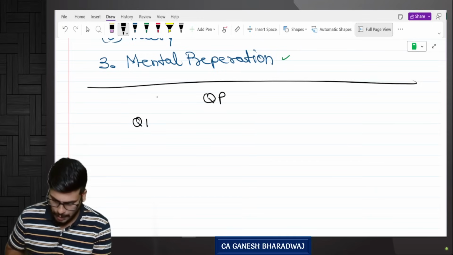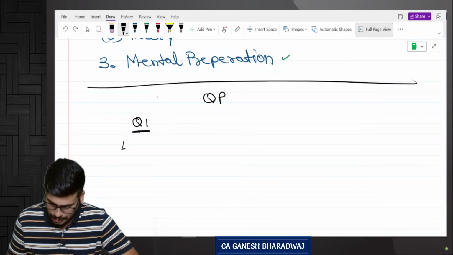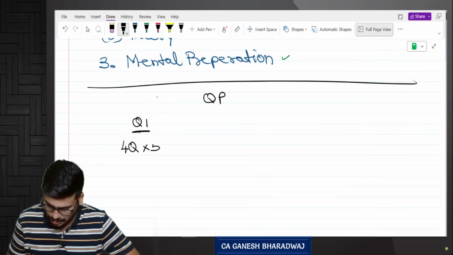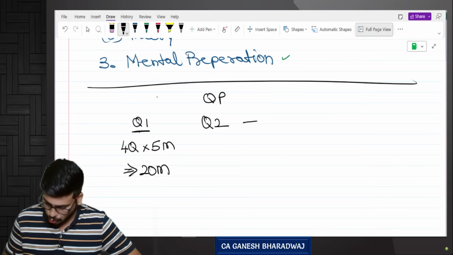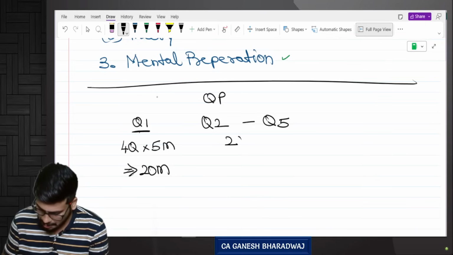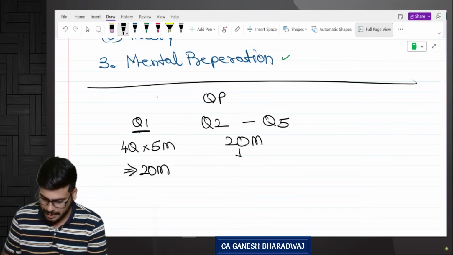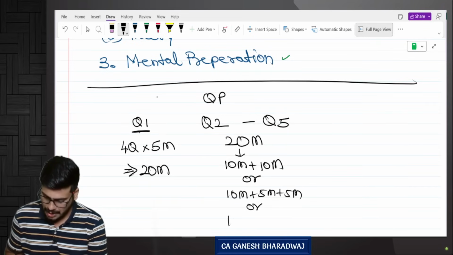You have question number 1, wherein you will be having 4 questions, each carrying 5 marks. So that makes it a total of 20 marks here. Then you have question number 2 to question number 5. Each of these questions carry 20 marks each. This 20 marks can either be 10 marks plus 10 marks, or 10 marks plus 5 marks plus 5 marks, or 10 marks plus 6 marks plus 4 marks.